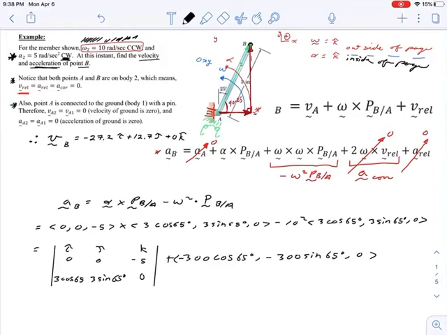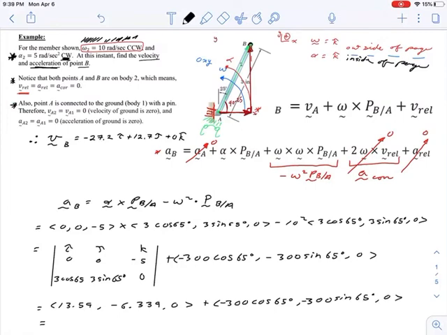Doing the determinant, we will find that this is equal to 13.59, negative 6.339, and 0, added to 300 cosine 65, 300 sine 65, and 0.